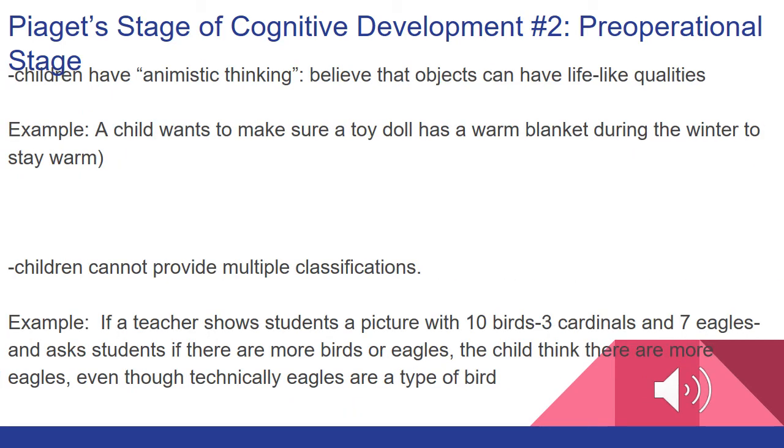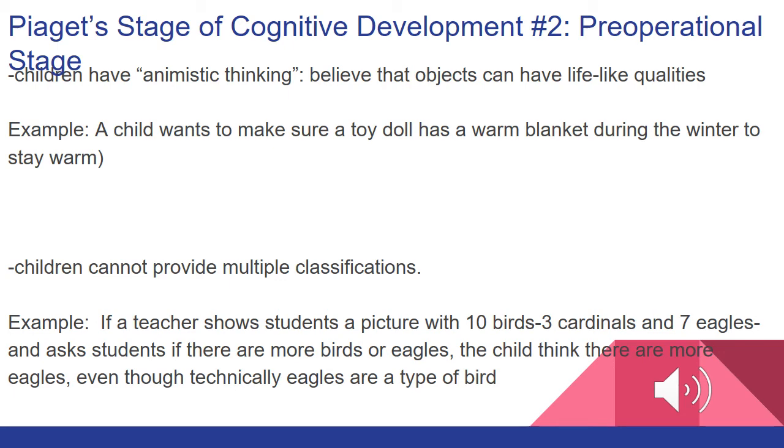In the early stages of the preoperational stage, ages 2 through 4, children have animistic thinking. By that, they believe that objects that are inanimate, objects that are not alive, are actually alive and real. They have lifelike qualities. So an example might be a 3-year-old child might be very worried about a toy doll because let's say the child goes to preschool and the toy doll is left outside and they don't have a blanket in the winter. So the child thinks the toy doll is alive and real and will be really concerned that that toy doll does not have protection from the cold.